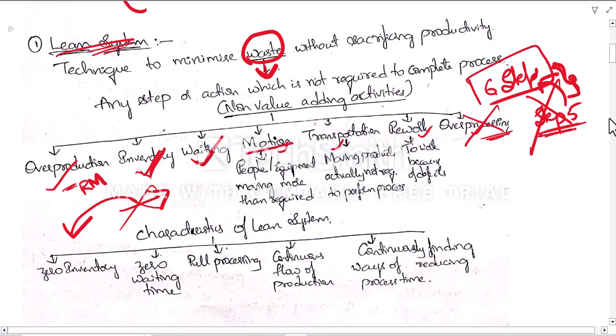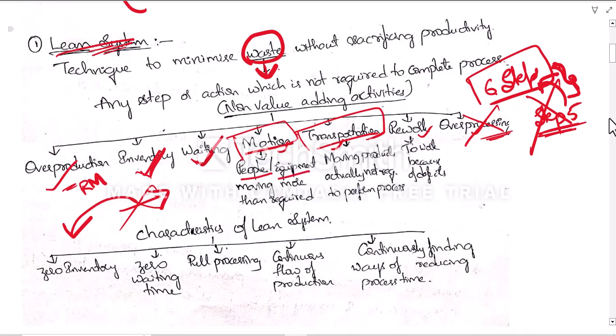When coming to motion and transportation, both are unnecessary movement, but motion is regarding the unnecessary movement of people and equipment. Transportation is regarding the unnecessary movement of products. Okay. And rework is doing the work again. The first output is not the best one, so we have to work on it again, or we have to scrap it off, so it will be a waste for us. So all these wastes we need to reduce.